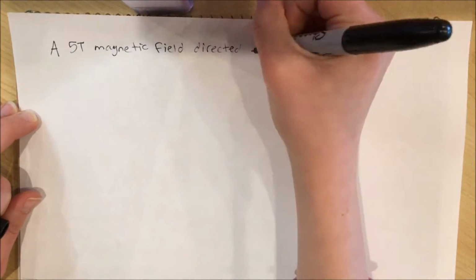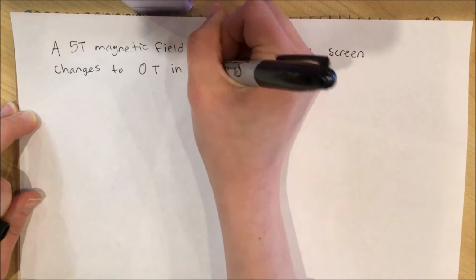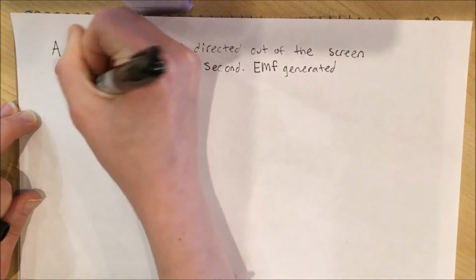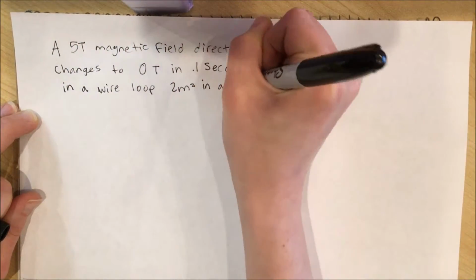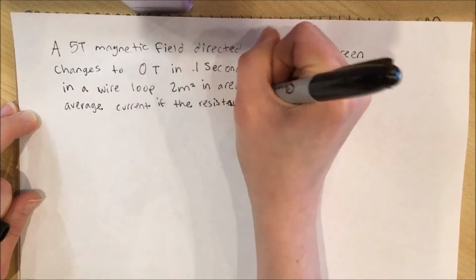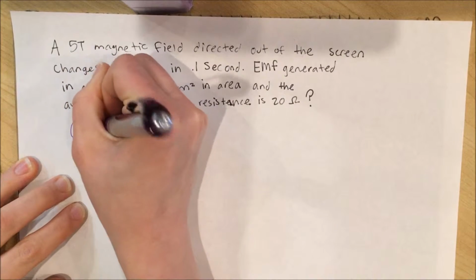Now we have another problem. A 5 Tesla magnetic field directed out of the screen, so towards us, changes from 5 Teslas to 0 Teslas in 0.1 second. Find the EMF generated in a wire loop of 2 meters squared of area, and the average current if the resistance is 20 ohms. Figure it out. So step 1, we're going to write our equations.